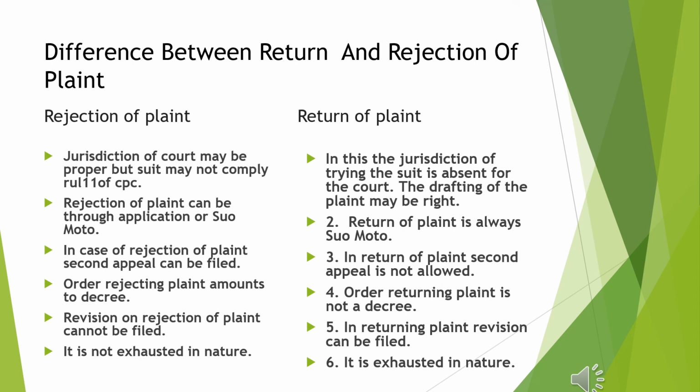Difference between return and rejection of plaint. In rejection of plaint, the jurisdiction of the court may be proper, but the suit may not comply with Rule 11 of CPC. In return of plaint, the jurisdiction of trying the suit is absent for the court. The drafting of the plaint may be right. Rejection of plaint can be through application or suo motu. Return of plaint is always suo motu. In case of rejection of plaint, a second appeal can be filed. In return of plaint, a second appeal is not allowed.